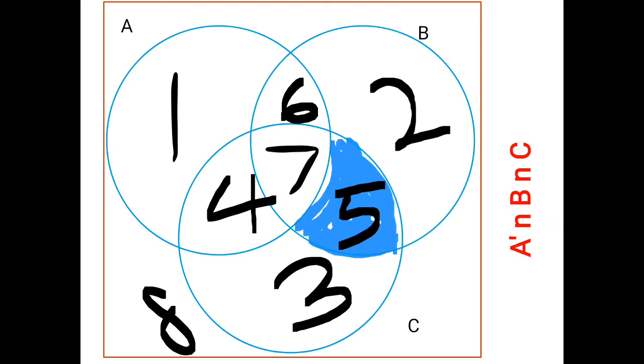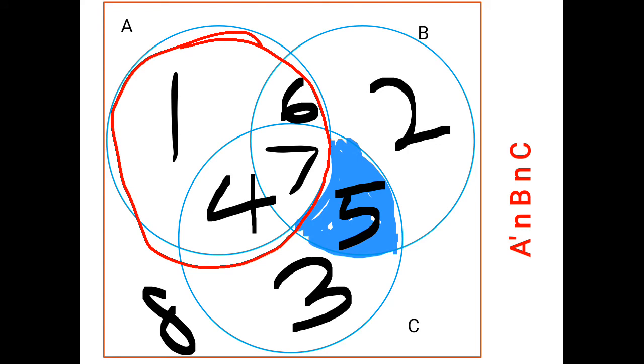But when you look at this one, region 5 alone is shaded. Only region 5. So you can see that region 5 is not found in any part of the circle A. It is not found in any part of the circle A. So over here we add only to it.